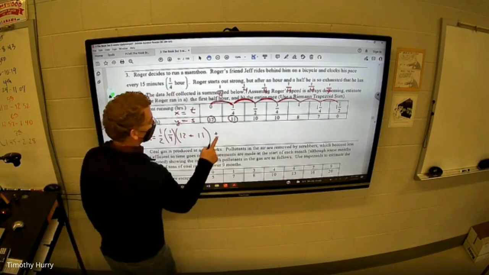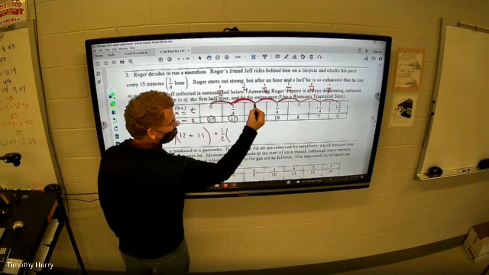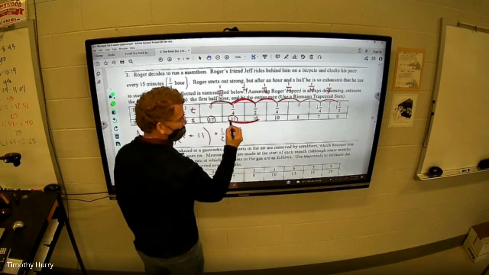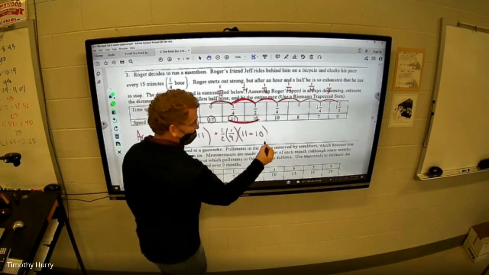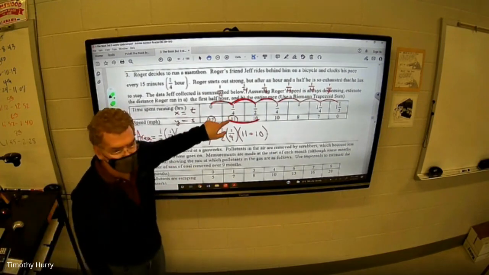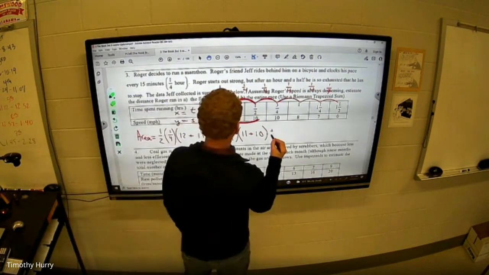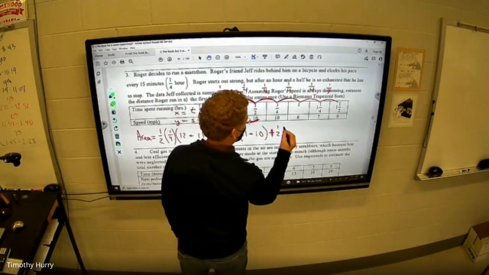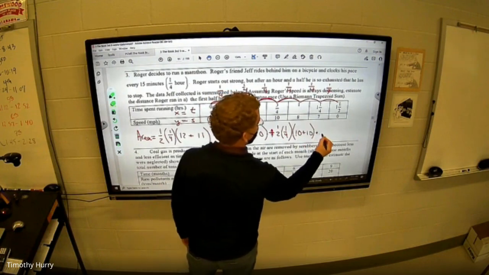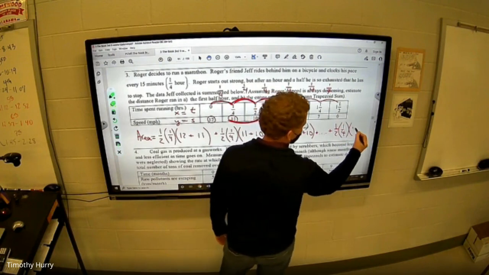The next one would be 1/2 times the next base, which is again 1/4, times what? What are its y values? 11 and 10. And again, I don't have to plug them in because they've already been plugged in and you know the y values. And then you keep going, 1/2 times the base times 10 plus 10. And you're going to keep doing this all the way through 1/2 times the base times 7 plus 0.